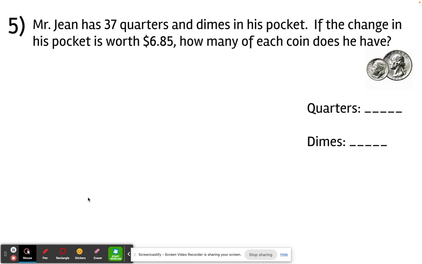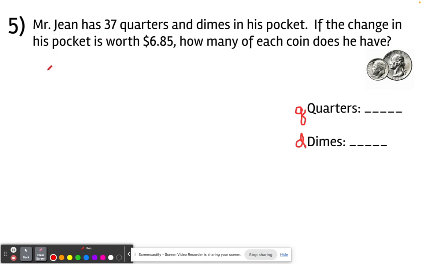Let's look at my next example. I have quarters and I have dimes, and the total value is $6.85. When it says he has 37 quarters and dimes, that means we don't know the combination of the quarters and dimes. We just know that together the quantity of coins is 37. I'm going to use a Q for the number of quarters I have, or Mr. Gene has, I should say, and D for the number of dimes.